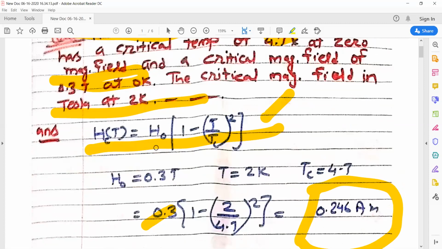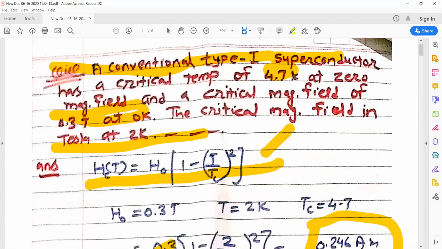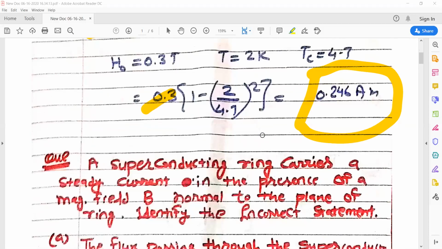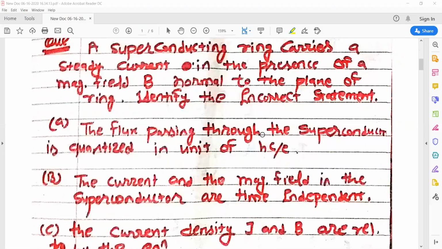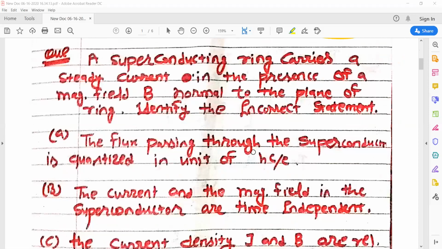So I think everybody knows this question and the answer. So we may go for the next question, I think. Is there any problem? No, sir. Okay, so now we are coming to the next question. Let us see. This question was asked in the NET exam, I think.